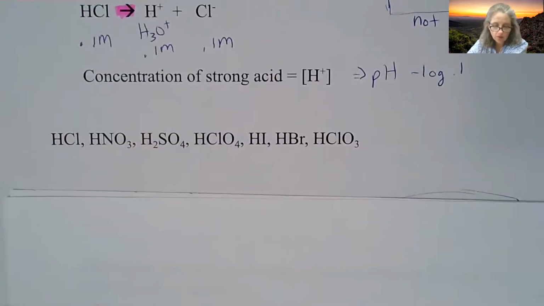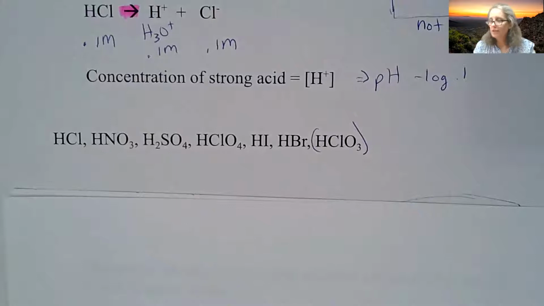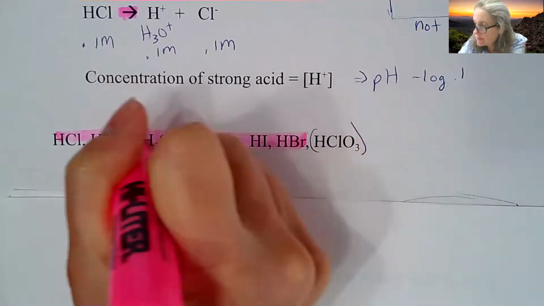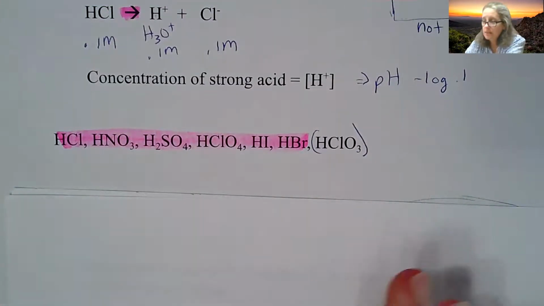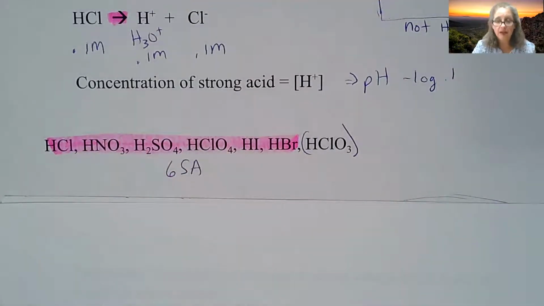Now here are the strong acids. Please note this last one is not considered a strong acid. It's just the first 6 in this list, but sometimes you will see that HClO3 is listed as a strong acid. On my test and on the AP test, those are going to be your strong acids.